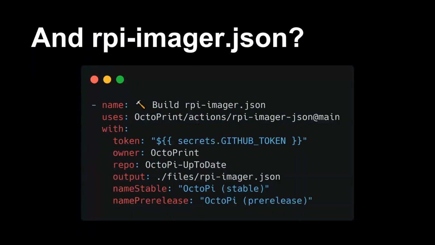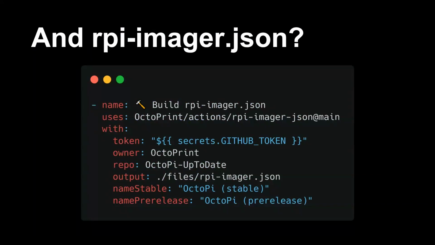Well, another custom action comes into play here. What is currently registered with raspberrypi.org for OctoPrint's, or rather OctoPi's, distribution channel is an RPi-Imager.json location that is hosted on OctoPrint.org. OctoPrint.org, on the other hand, is a static page built on GitHub through GitHub Actions and hosted on GitHub Pages.